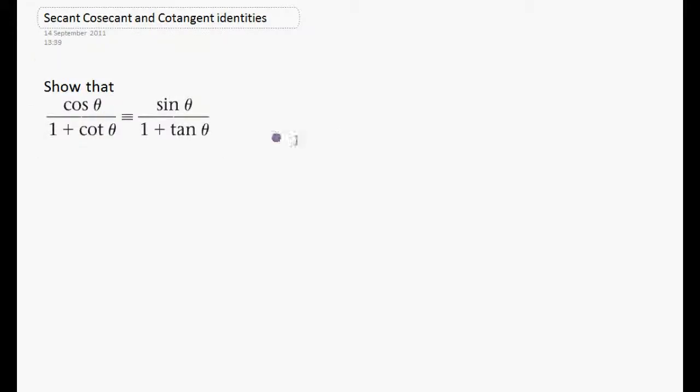Well, what I'm going to do is just have a guess. I'm not really sure what to do. I'm going to try multiplying throughout by sine theta to get a sine theta on the top and then see what happens. I'm going to take the left hand side like I did previously. Neither one is more complicated than the other, so you can take either side. I'm just going to take the left hand side as cos theta over 1 plus cot theta. And remember what I said, I'm going to times top and bottom by sine.